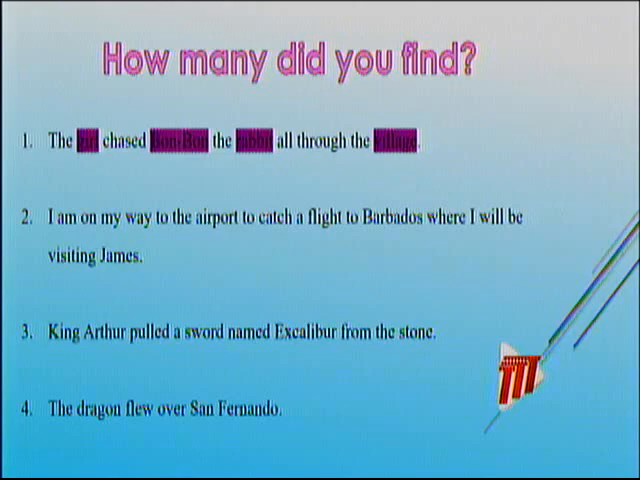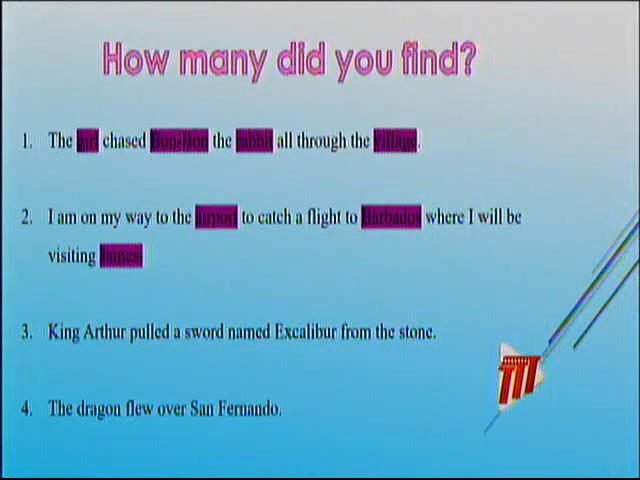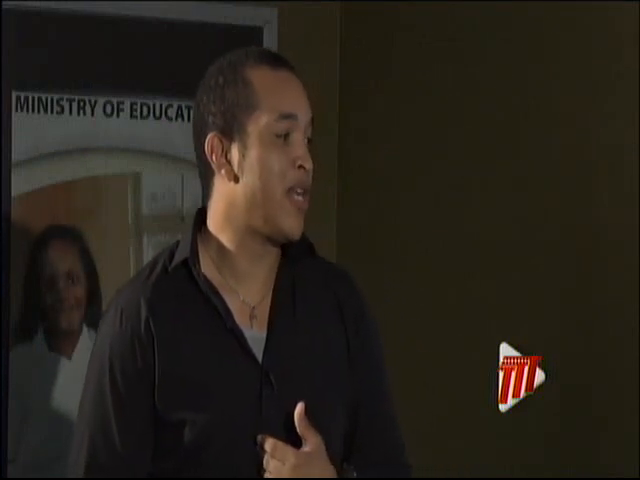So let's see. I am on my way to the airport, so that's 1, to catch a flight to Barbados, that's 2, where I will be visiting James, that's 3. So we have airport, Barbados, and James. Again, 2 places and a person. So as I said before, whatever your name is would also qualify itself as a noun. So let's try number 3 and see if we can keep this nice train going.